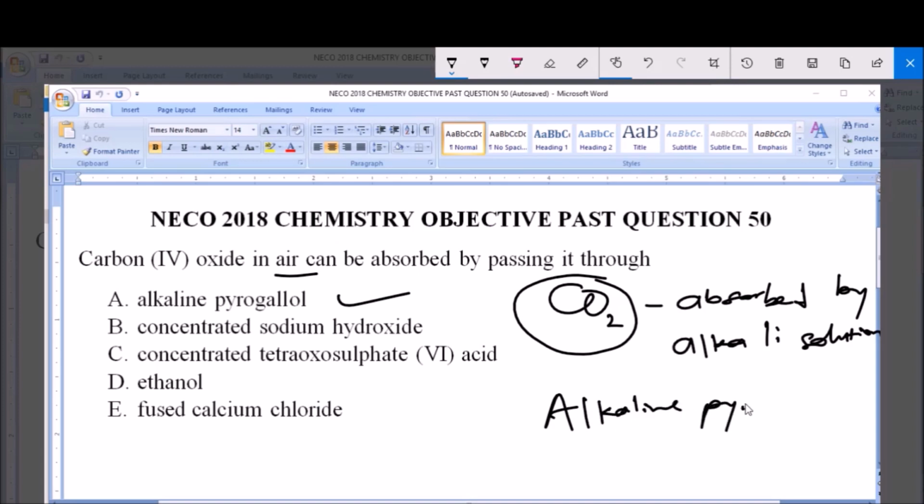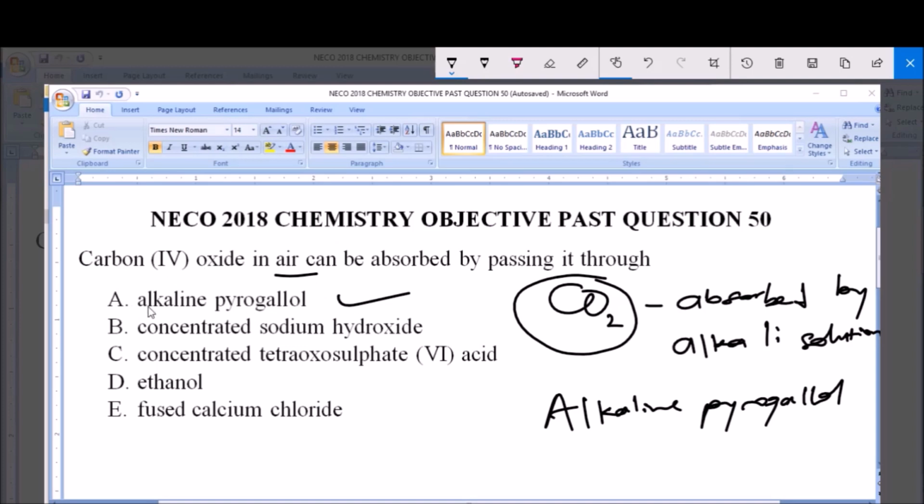Alkaline pyrogallol. Now you can see option B. Option B says concentrated sodium hydroxide. Yes, sodium hydroxide is capable of absorbing CO2, but then it is not capable of absorbing CO2 from the air as alkaline what? Pyrogallol. Alkaline pyrogallol is the most suitable for absorbing carbon(IV) oxide, which is CO2, from the air.